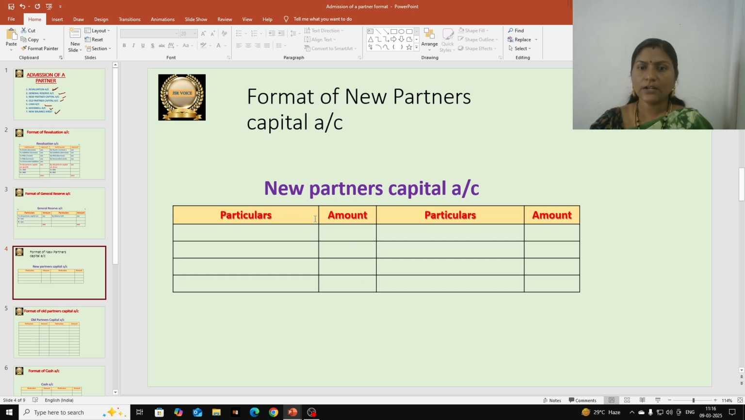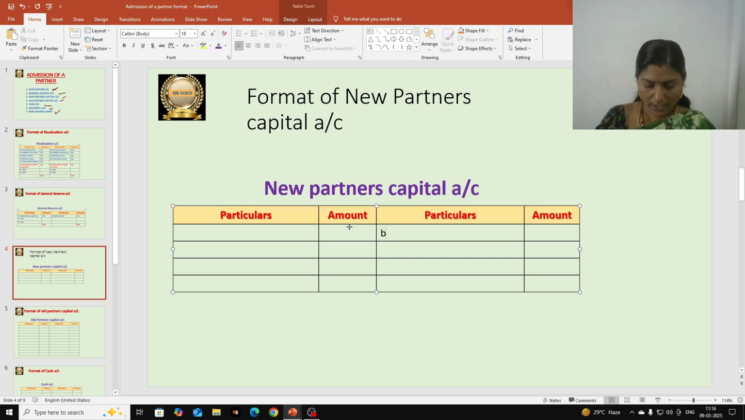Next account is new partner's capital account. So a new partner is going to be admitted, and whenever a new partner joins the business, he compulsorily has to bring capital into the business. Whenever he brings capital, we should record it here. On which side should we record it? First on the credit side, students. By cash account.